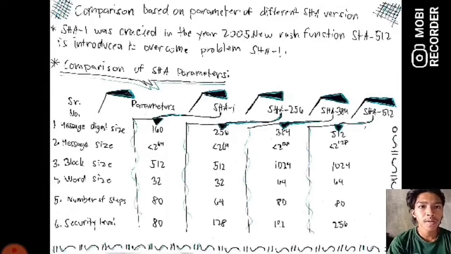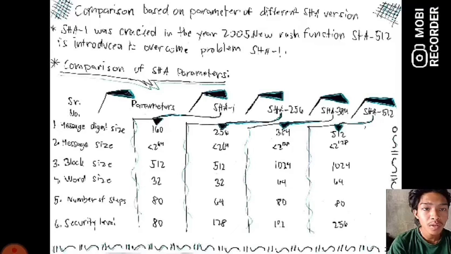For my part, comparison based on parameters of different SHA versions. SHA-1 was cracked in the year 2005. The new hash function SHA-512 was introduced to overcome the problem of SHA-1. Comparison of SHA parameters: message digest size, block size, word size, number of steps, security level.